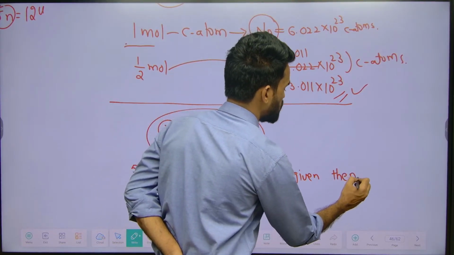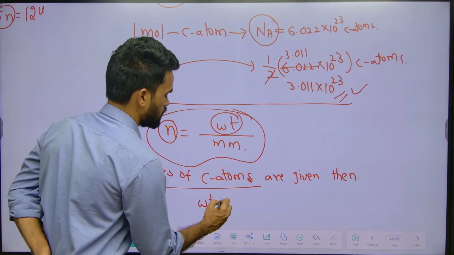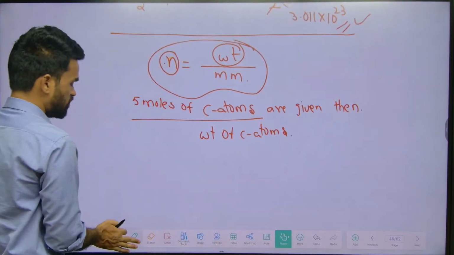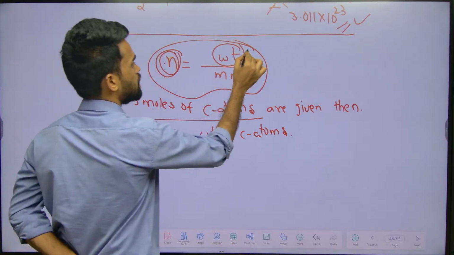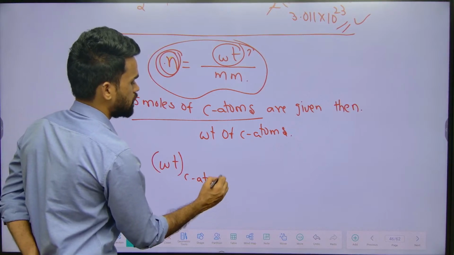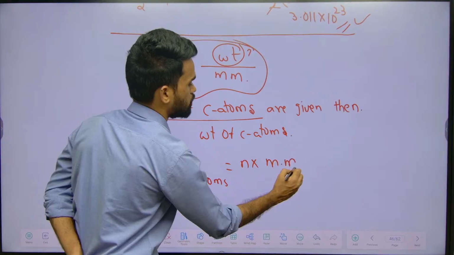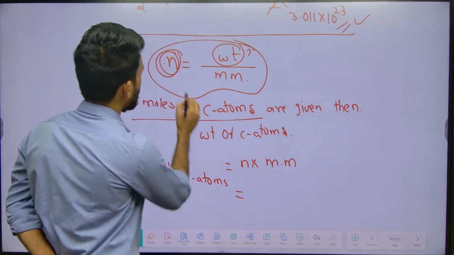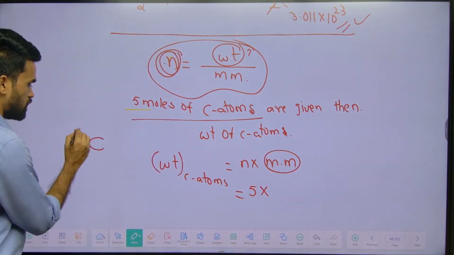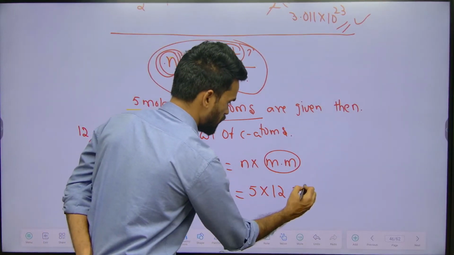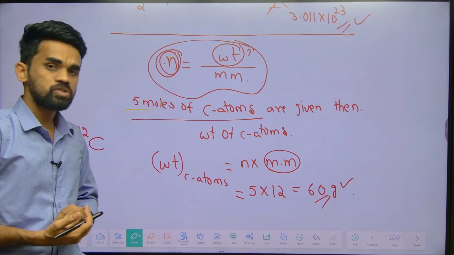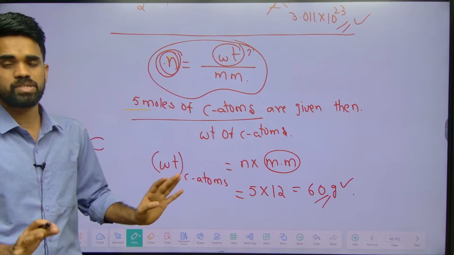Then what is its weight? What is the total weight of these carbon atoms? So what are you going to do? The number of moles is given and they are asking about weight. So now the weight of the carbon atoms will be taken as number of moles into the molar mass of the carbon atoms. The number of moles given in the question is 5, so take 5. And what is the molar mass of carbon? 12 grams. So 12 times 5 is 60. So 60 grams is the weight of 5 moles of carbon atoms. I hope it is clear.